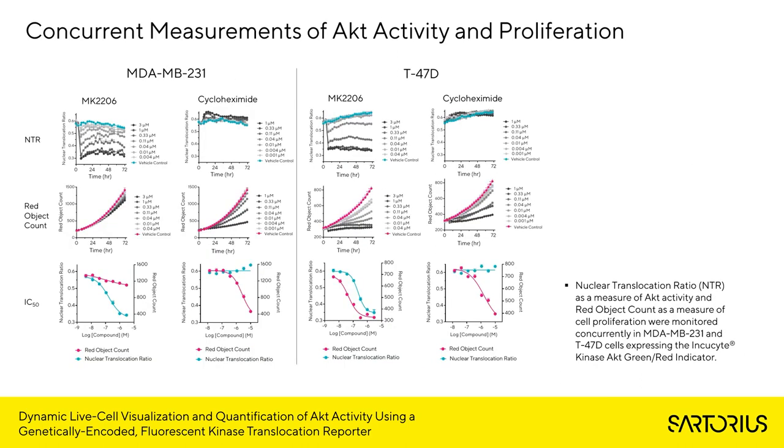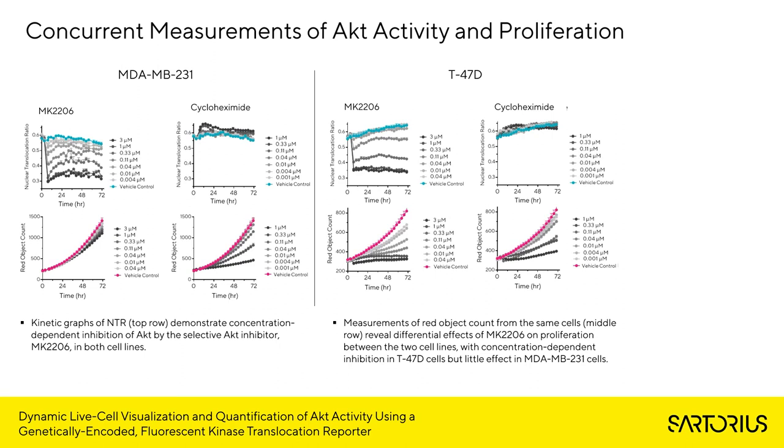Next, we'll look at how we can make concurrent measurements of AKT activity and proliferation by using the IncuCyte system. Nuclear translocation ratio as a measure of AKT activity and red object count as a measure of cell proliferation were monitored concurrently in MDA-MB-231 and T47D breast cancer cell lines expressing the IncuCyte kinase AKT indicator.